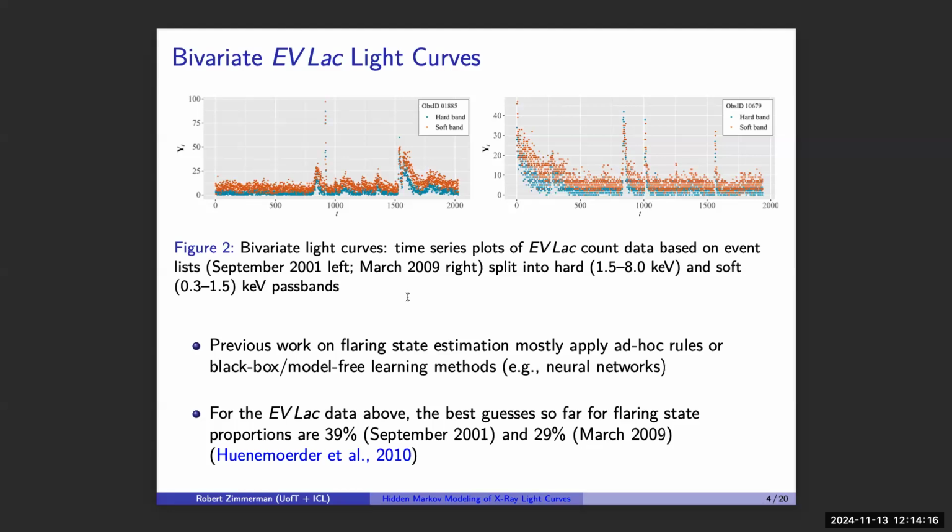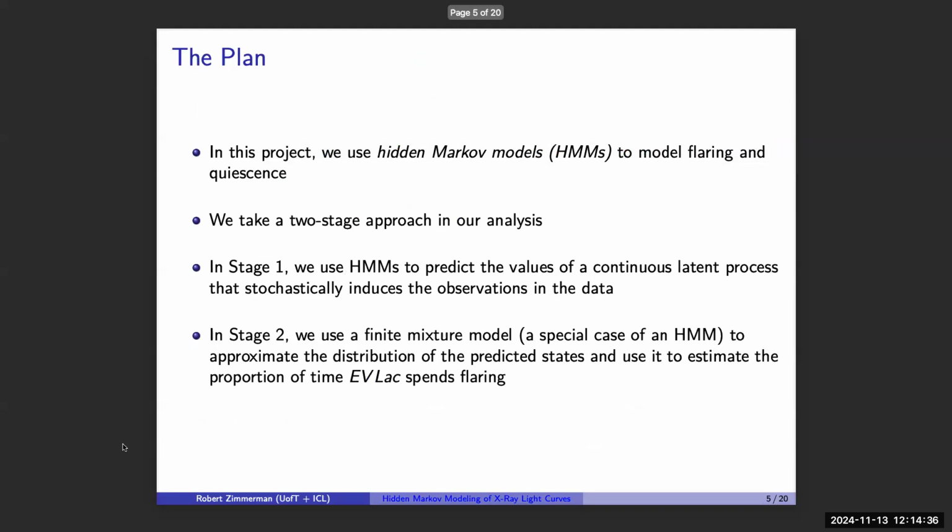And for the EV lab data that we have here, the best guess for the proportion of time spent flaring in September 2001 is 39% and 29% for the March 2009 epoch. And that's based on this paper by Mortar, I'm sure I'm pronouncing that wrong, et al., 2010. So this is the data that we're working with here.